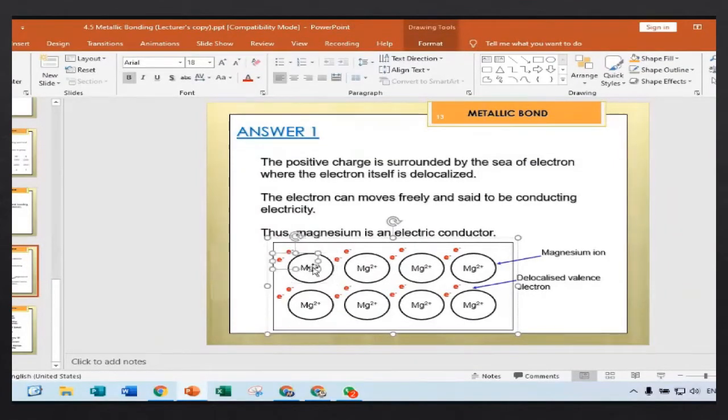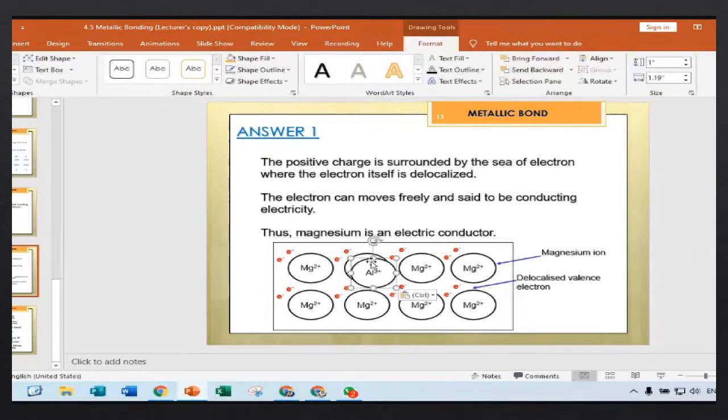So actually, the diagram has to be the same. You just need to change all the magnesium over here to aluminium. But what is the charge for aluminium? 3 plus. Yes, aluminium is 3 plus. So you change over here to aluminium, and then change to 3 plus. So I have to copy paste. Okay, all here. Copy. So here becomes aluminium 3 plus. This one becomes aluminium 3 plus.